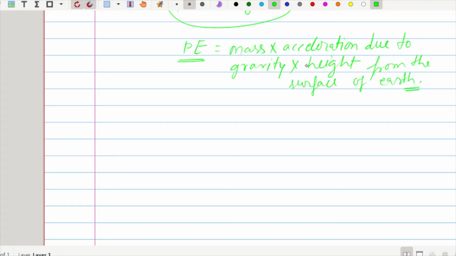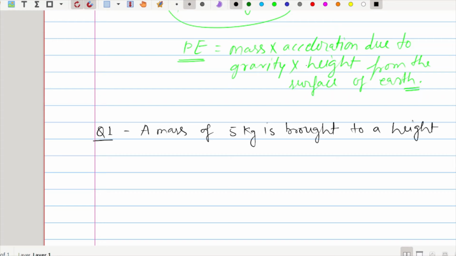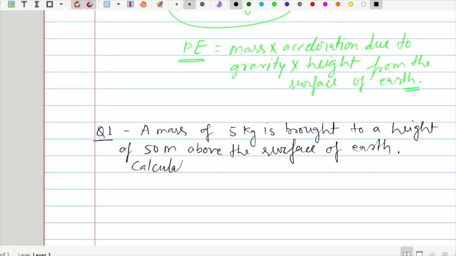Okay. So now if I want to solve a question related to this potential energy, we can create a very simple question. Let's say that question is question number 1 here, and the question is: a mass of 5 kg is brought to a height of 50 meter above the surface of earth. Calculate its potential energy.